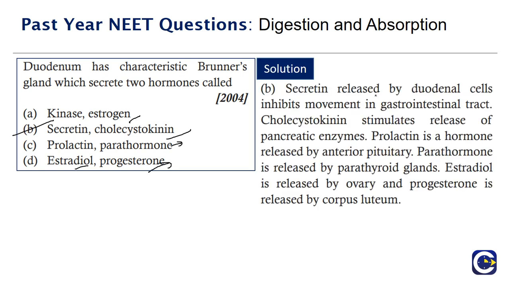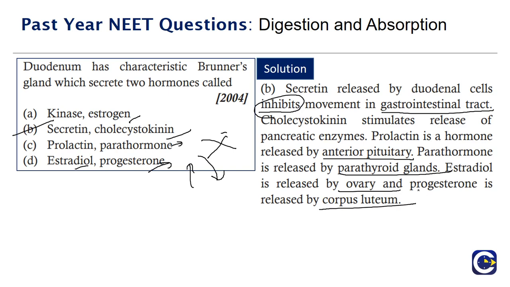Secretin released by duodenal cells inhibits movement in the gastrointestinal tract. Additional fact: it inhibits movement in the gastrointestinal tract. As we saw, when more chyme enters into the duodenum, the duodenum will suffocate. So secretin is produced and it will inhibit the GI movement. Cholecystokinin stimulates release of pancreatic juice. Prolactin is a hormone from the anterior pituitary. Parathormone is released by parathyroid glands. Estradiol is released by the ovary. Progesterone is released by the corpus luteum. Okay.